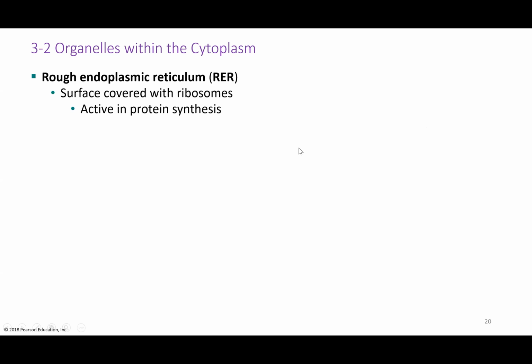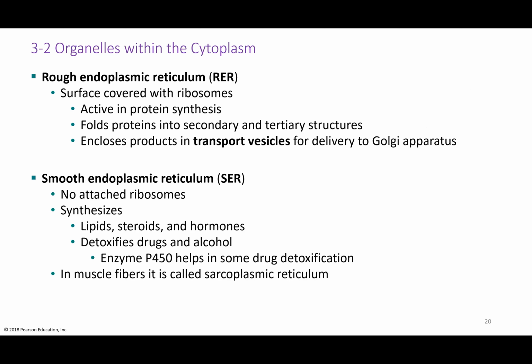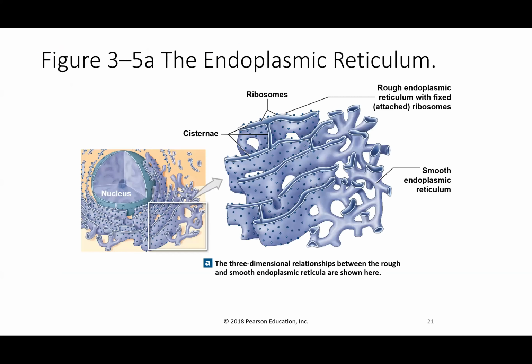Now if I can get this, there we go. Okay, so it detoxifies drugs and alcohol. There's an enzyme, P450, that helps in some of the drug detoxification. In muscle fibers, the smooth endoplasmic reticulum is called the sarcoplasmic reticulum, and it stores calcium. When we talk about muscle physiology, we'll be talking about the sarcoplasmic reticulum and the role of calcium in muscle contraction, but we are not there yet.